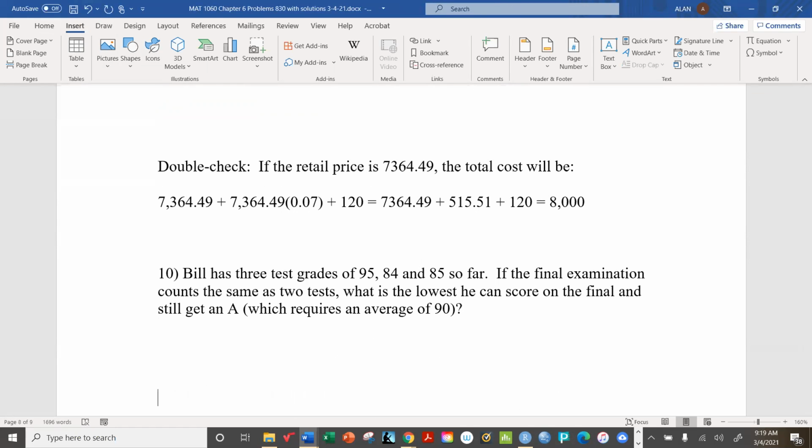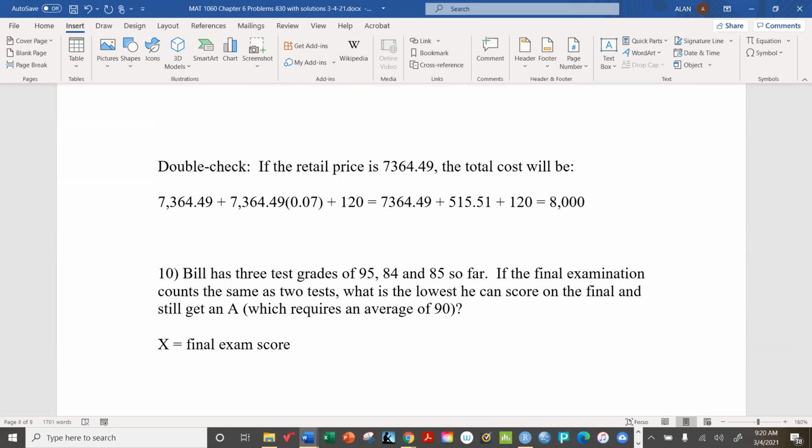All right, now here's Bill. Now we've seen something like this already in the notes. You get the 3 grades, and the final exam counts as 2 tests. Oh, this is a tricky one. This is not the same as what we saw, or not exactly. I mean, yes, it's similar. All right, so here's what we have to do. Let's let X equal the final exam score.